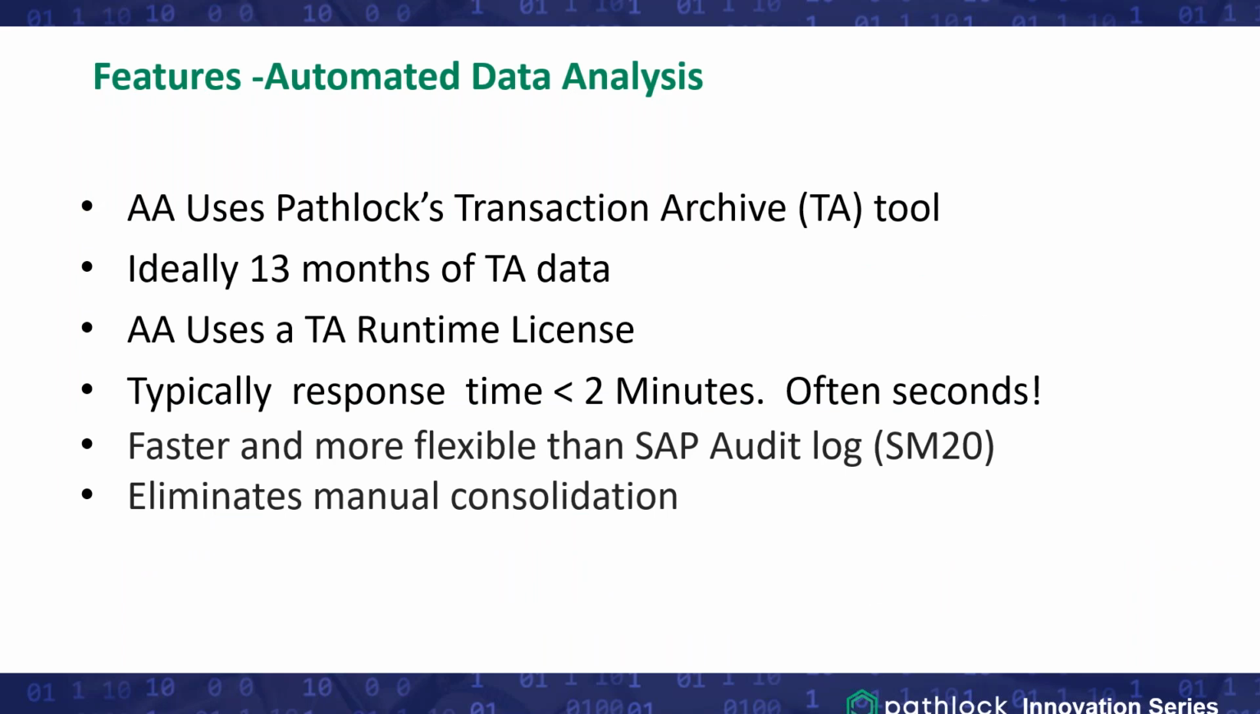The first is automated data analysis. Authorization Architect uses our transaction archive tool. TA piggybacks on SAP, and SAP has a number of places where it stores transactional data on execution, such as in transaction ST03. But the problem is SAP starts to summarize that data after the first week or 10 days. And after a month or so, you're getting more and more high-level summaries, and it doesn't do you much good.